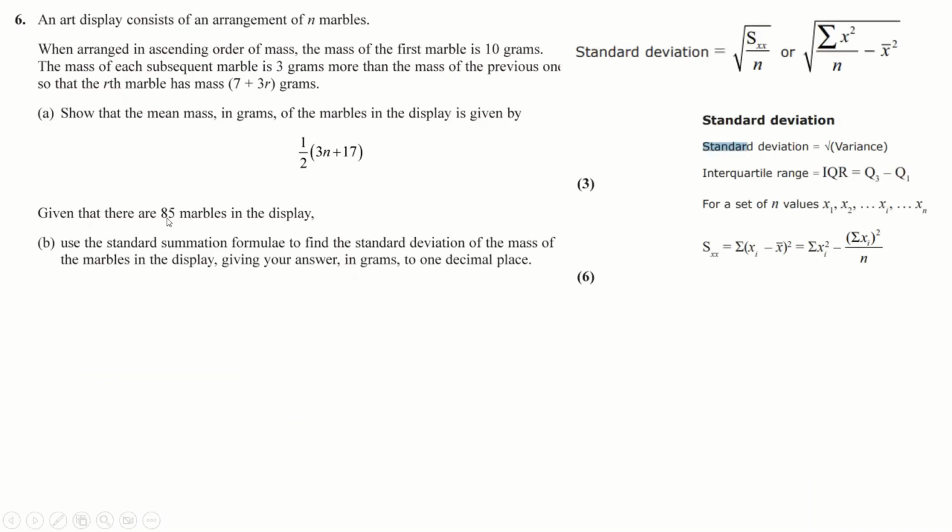It starts talking about standard deviation. So the first thing that I, of course, did was go to the formula book.